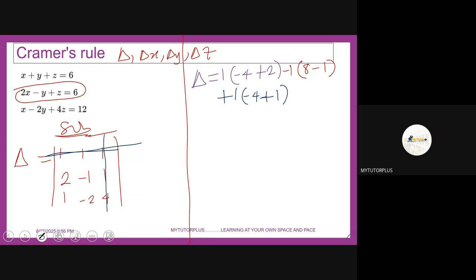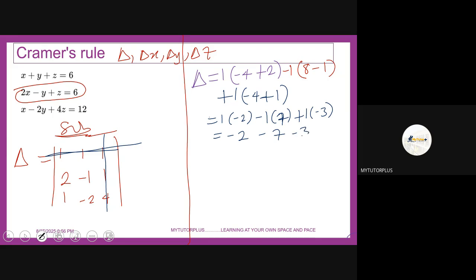So let's simplify this now. We are going to simplify this onto the last level now. So this is going to give us 1 open bracket -4 plus 2. That will give us -2. -1 into bracket of 8 minus 1. That will give us 7. Then the last one +1 into bracket of -4 plus 1 will give us -3. And that will simply give us -2, -7, -3.